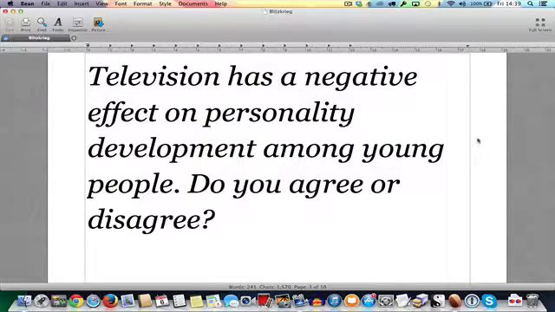Television has a negative effect on personality development among young people. Do you agree or disagree? Selecting the type of essay you will need to write requires identifying and understanding the question's action words. As you recall, action words are the words in the question that either instruct the student to do something or elicit action from the student. So in this essay question, do you agree or disagree are the words that instruct the candidate to respond in a certain manner.